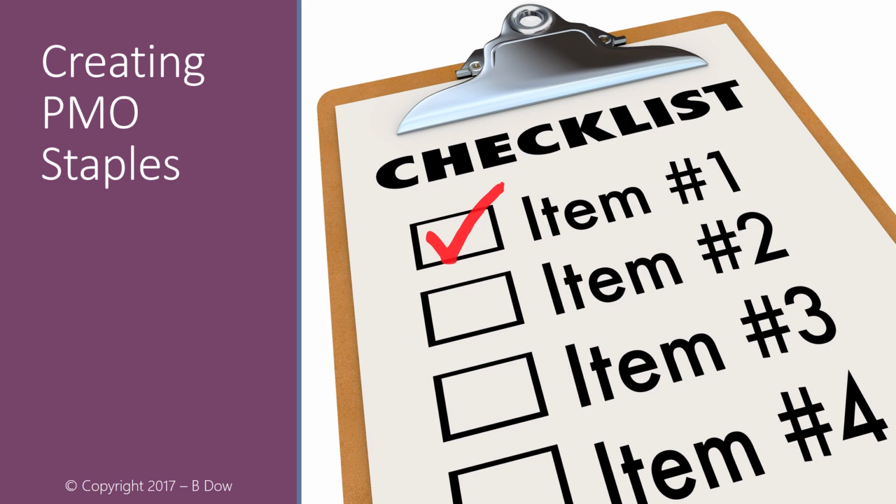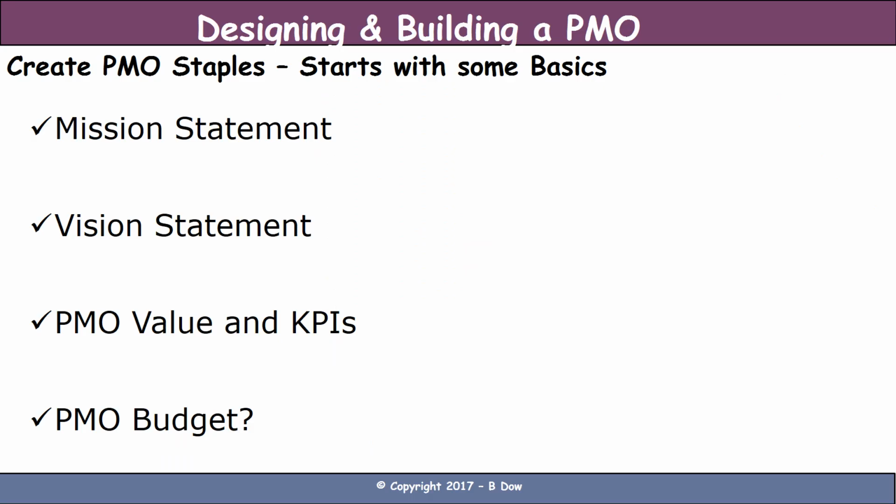When we think about step 3, we think about creating the PMO staples for our organization. What are those staples? Well, it's pretty easy actually. There's 4 main components to staples, or kind of what you need to run an organization. Your mission statement, your vision statement, your PMO value and KPIs, and of course your PMO budget. How much budget will you get to run your PMO? Okay, so a starting budget could be the people that you hire, could be tools. There could be a million different components of what budget means, but budget is part of the PMO staples.